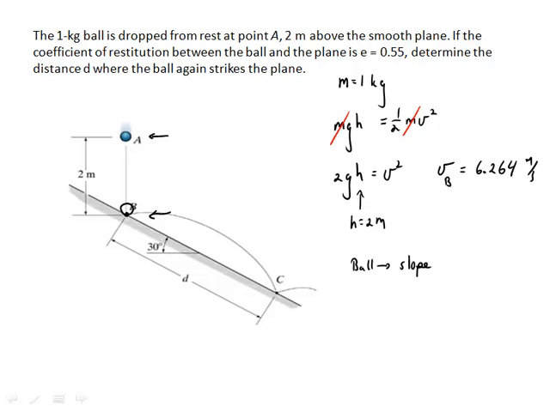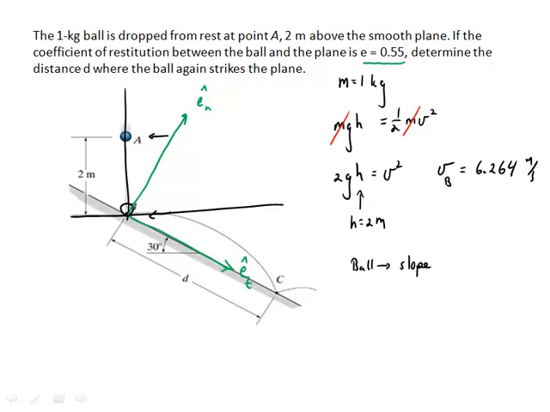So I need to set up, first off, I already have an x and a y coordinate system, and I'm going to need that, but more importantly, for this collision, I'm going to need a normal, which is perpendicular to the surface. So I'll say that E normal is in that direction. E tangential then is right along the surface. Now keep in mind, from momentum, we know that the component of the velocity tangent to the surface doesn't change, but the normal velocity will change based on the coefficient of restitution, which is given at 0.55.